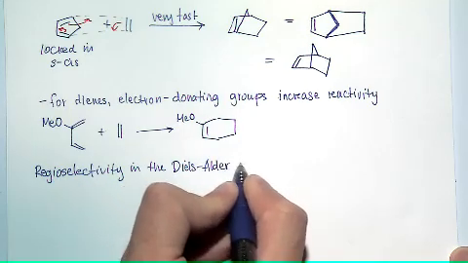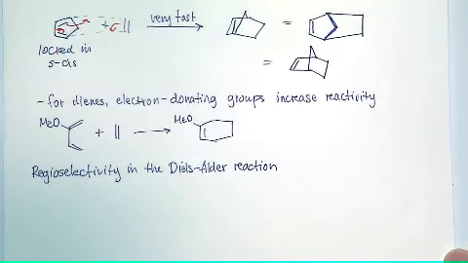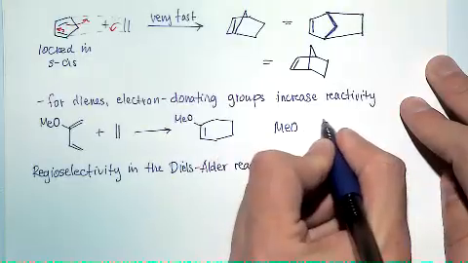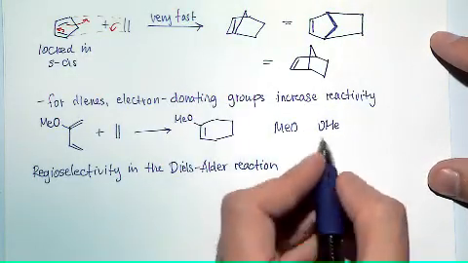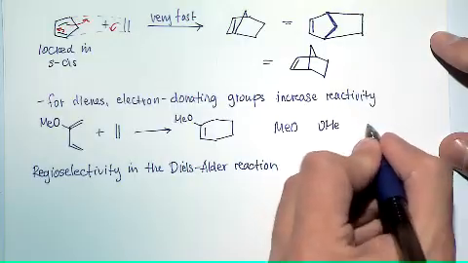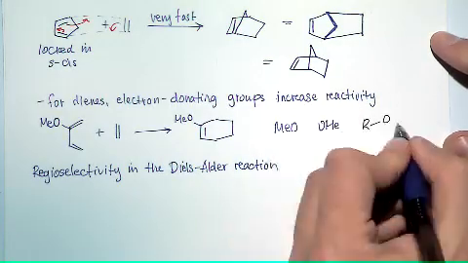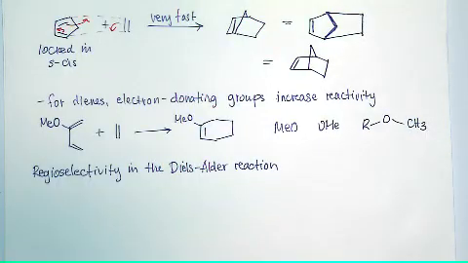What is MEO? MEO is methoxy, so we can write it as MEO, or OME if it's on the other side of the molecule, and that is just R, and then an oxygen, and then a CH3 or a methyl group.